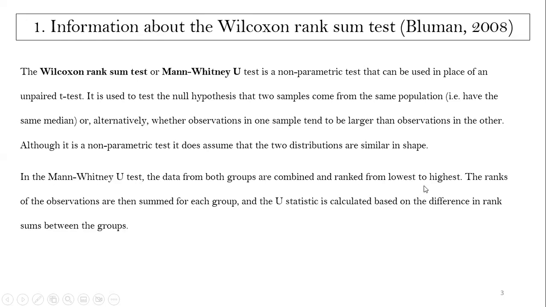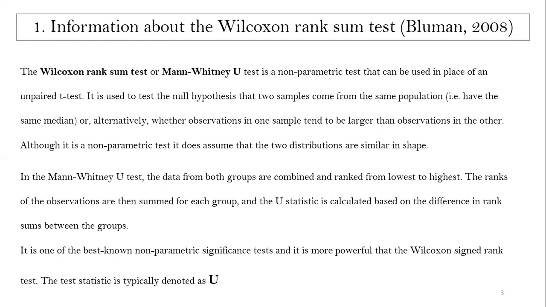In the Mann-Whitney U test, the data from both groups are combined and ranked from lowest to highest. The ranks of the observations are then summed for each group, and the U statistic is calculated based on the difference in rank sums between the groups. It is one of the best known non-parametric significance tests, and it is more powerful than the Wilcoxon signed rank test. This test statistic is typically denoted as U. So once you see U, you will see the Mann-Whitney U test.